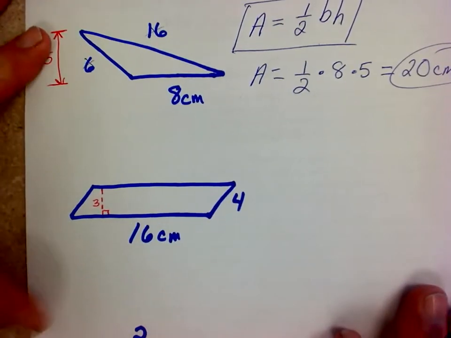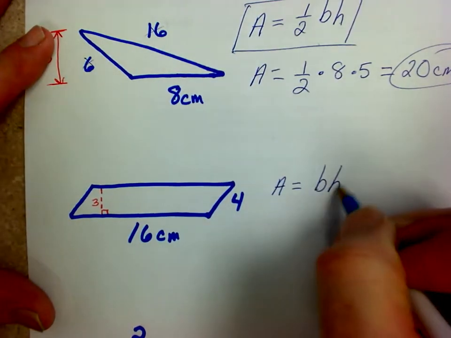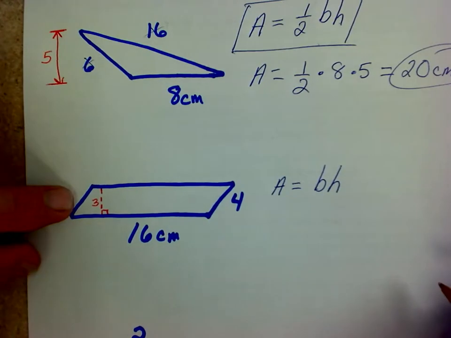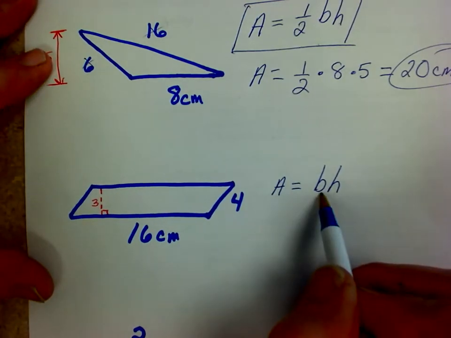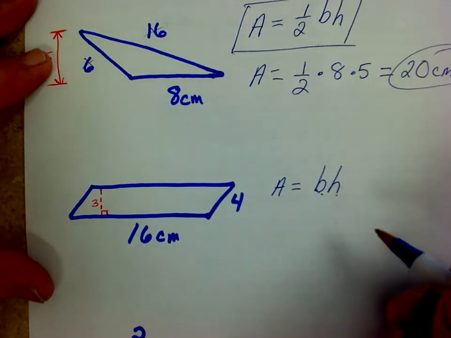Same thing as far as our parallelogram goes. A little bit different formula, just base times height. Again, this is not much different than a rectangle. Rectangle is length times width, parallelogram, base times height. Again, the important rule to remember here: base and height perpendicular, straight up and down to each other.